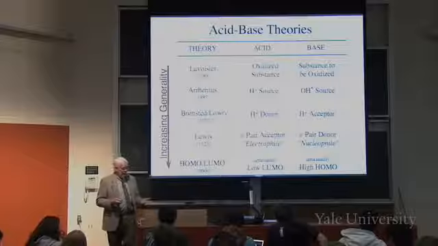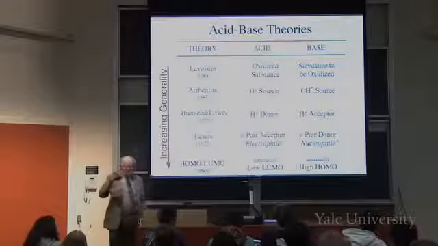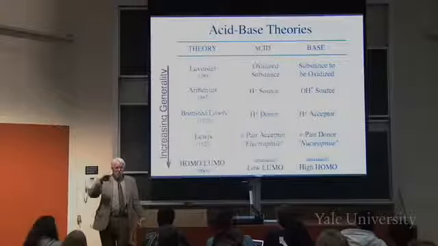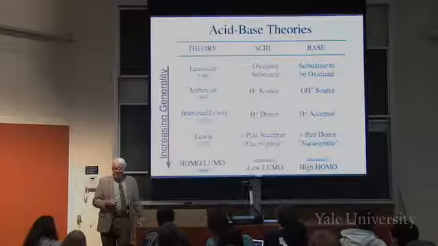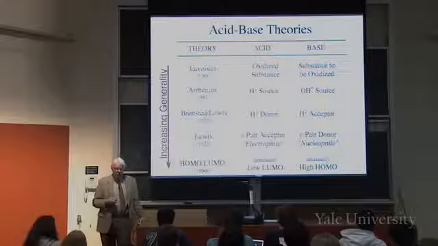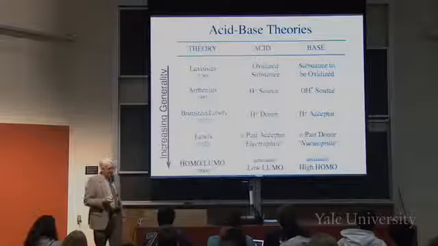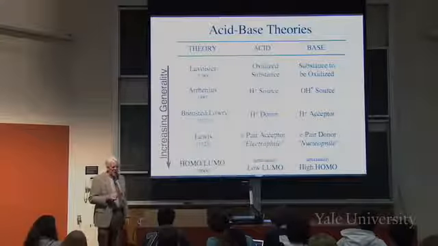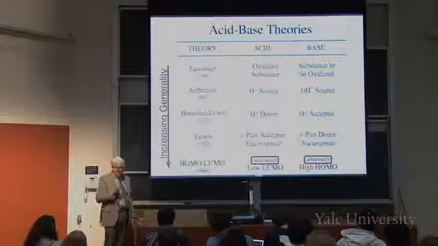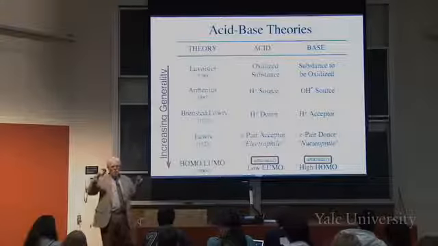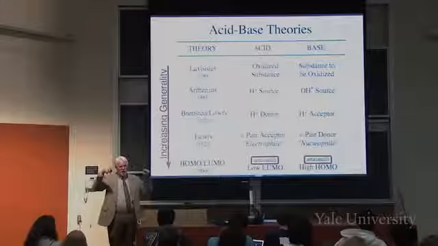Okay, so as so often in science, as the science matures, you get more and more generality to the idea. And HOMO and LUMO, unusually high HOMO, unusually low LUMO, are the ultimate form of acid-base, and that's what we'll be talking about. But they have to be unusual. Why do they have to be unusually high and unusually low?